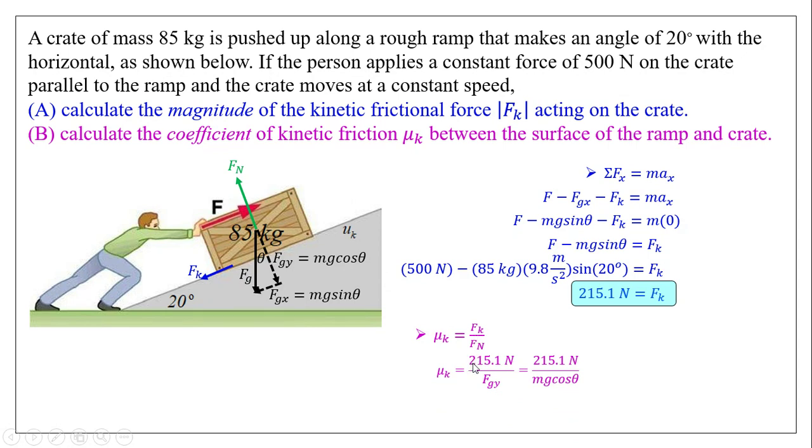F of k, I substitute in 215.1 newtons from part A. F of n, I replace with F of gy. But then to the right of this, F of gy can be substituted for F of g cosine theta in the diagram here. F of gy is equal to mg cosine theta because it's the adjacent leg of this hypotenuse, which is F of g. We know what m is, what g is, and what the angle is. I can just plug in m as 85, g is 9.8, cosine of 20, and if you simplify in the calculator, you should get a value of about 0.27. And that's it.